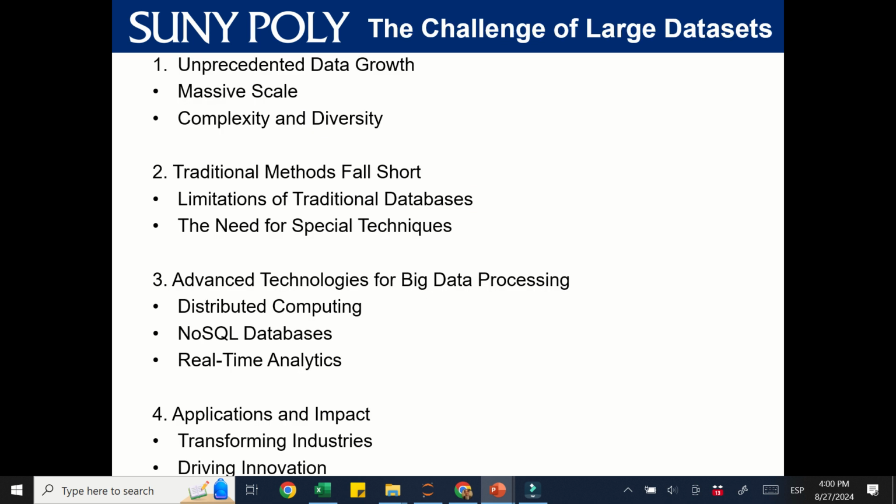All right. So what are the challenges of large data sets? We have seen some of them. So we have an unprecedented data growth volume. So we have massive scale, we have complexity and diversity, and the traditional methods fall short. So there are some limitations in the traditional databases. So we need special techniques to be able to cope with the challenges.